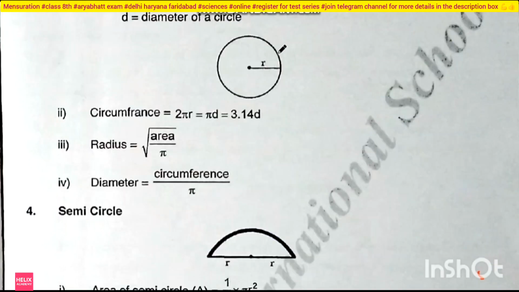And for a circle, what is it? Area is what? Pi r square. R is the radius. Circumference is 2 pi r.